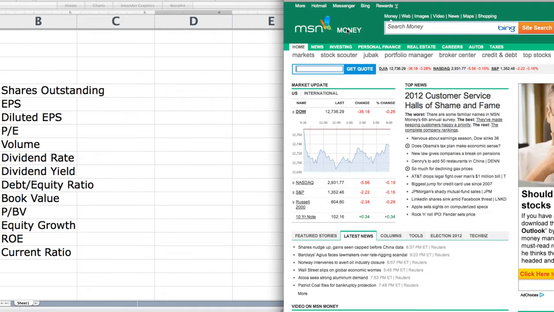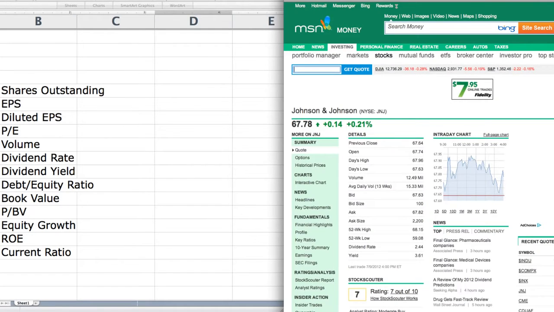Okay, so on the left-hand side of the screen, I have Microsoft Excel pulled up, and I'm going to use that just to show you the calculation for some of these different stock terms. Over on the right-hand side, I have MSN Money pulled up, and I'm going to type in the ticker Johnson & Johnson.